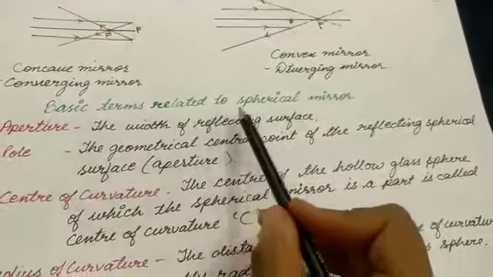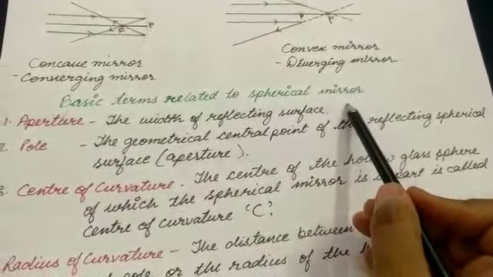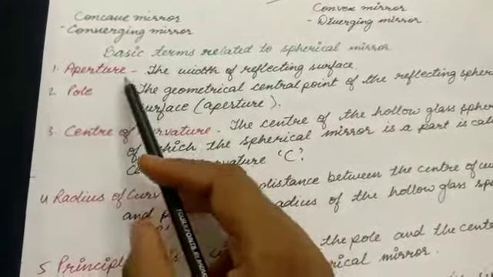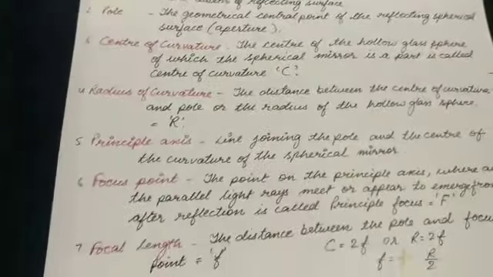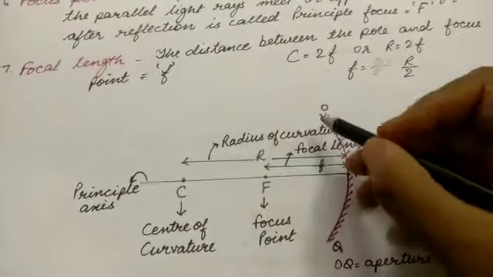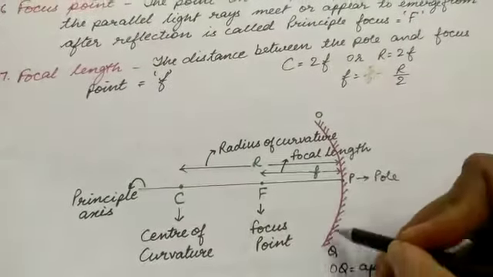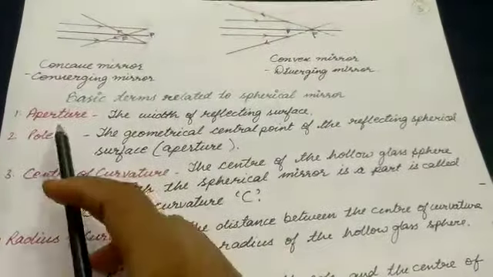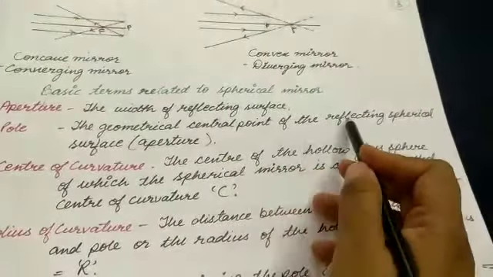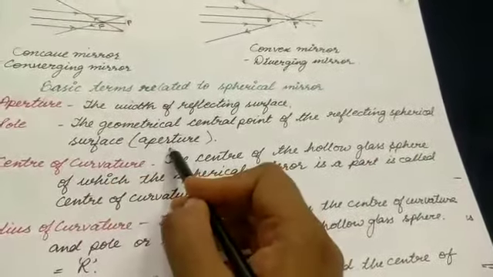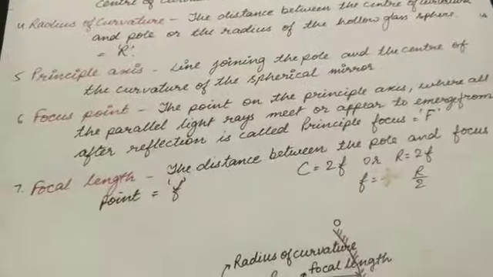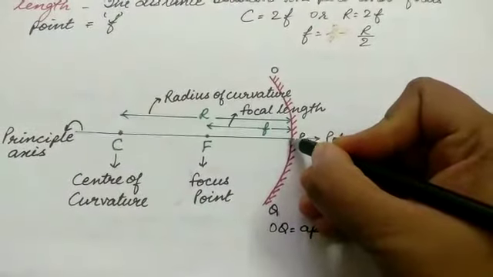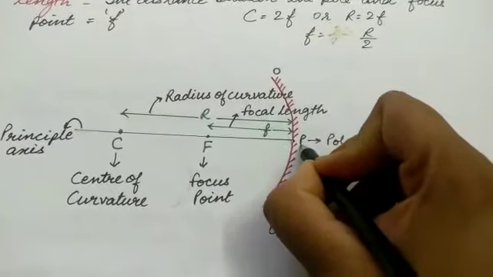Now there are a few basic terms related to spherical mirror. Let us see them one by one, and I will show them in a diagram also. The first one is the aperture. Aperture is the width of the reflecting surface. Here this OQ shows the aperture of the reflecting surface. Pole is the geometrical center point of the reflecting spherical surface, or we can say the aperture. So this is our reflecting surface, and this is its geometrical central point. It is considered to be the pole, which is written as P.